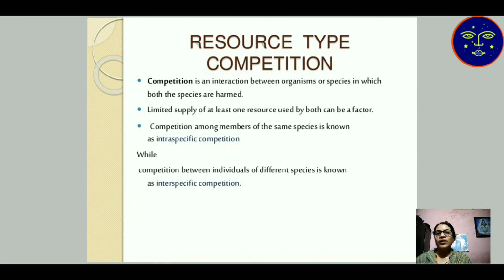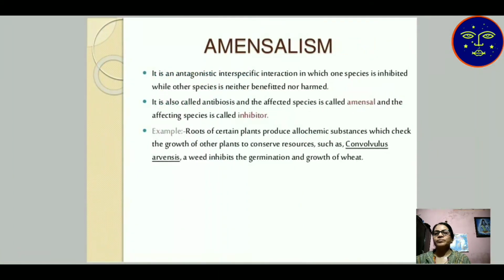For example, a deer and another deer compete with each other for limited supply of food, which is known as intraspecific competition, whereas a tiger is running behind the deer for eating it. So it is known as interspecific. Two different species fight with each other and the deer starts running. It is known as interspecific competition.